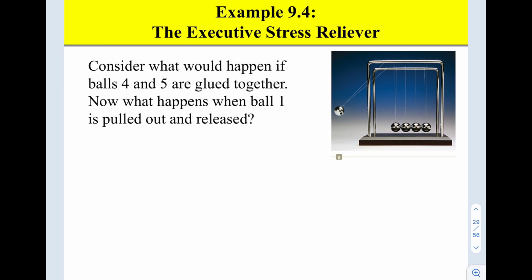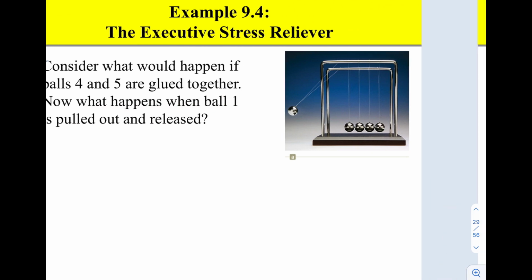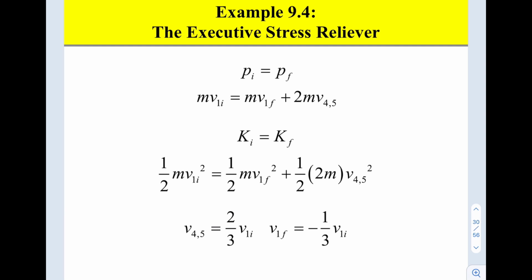Consider what would happen if balls 4 and 5 are glued together. Now what happens when ball 1 is pulled out and released? So let's try to solve it. Conservation of momentum. Now because they are glued together, you have 2m, because they are stuck together.